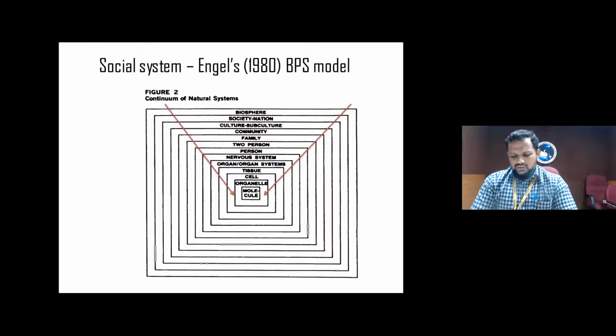So this is one article written by Engel in 1980, called the Biopsychosocial Model for the cause of any psychiatric issue. Basically, this article was written explaining myocardial infarction, that is a heart attack. Why I'm putting it here is, in terms of stress, the cause can be at any level, but the impact or consequence can be at the molecular level, systemic level. Starting from the biosphere, society, nation, culture, subculture, community, family, person, any issue in this area.